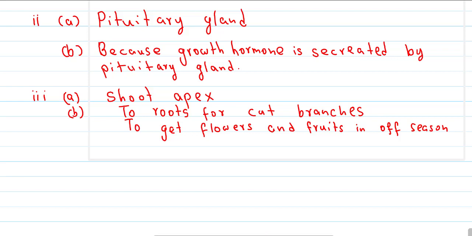The other one you can understand: they use carbide and many other things to ripen fruits, right? For mangoes, papaya, and many fruits they use artificial hormones, carbide like that, to ripen fruits. Please write with me, okay? And as weedicides, to kill the weeds. As weedicides we can use.